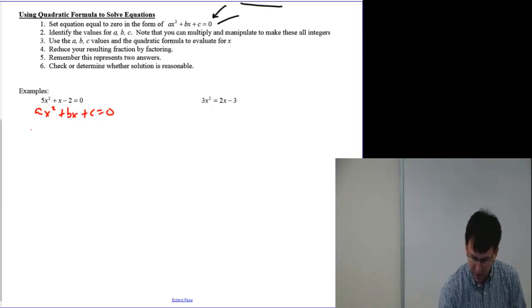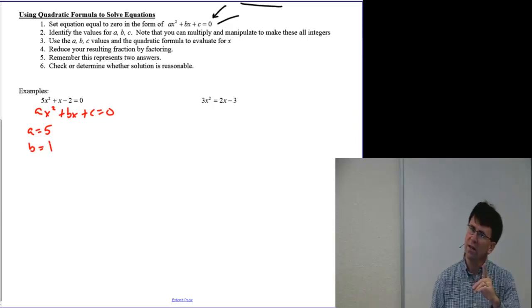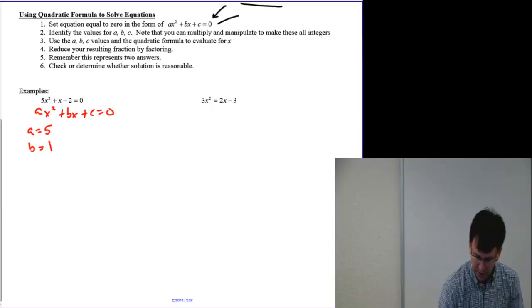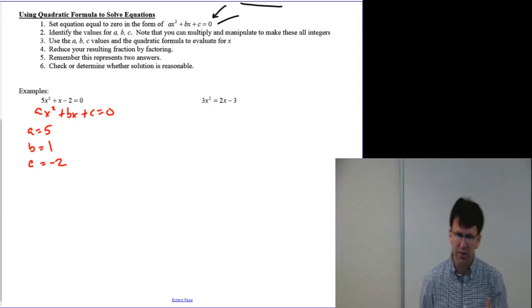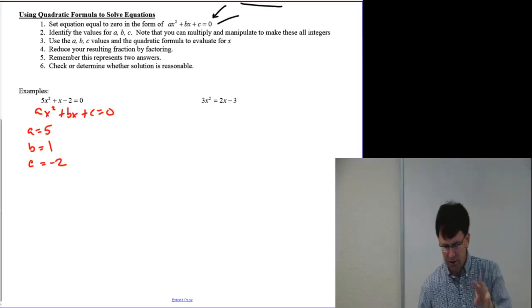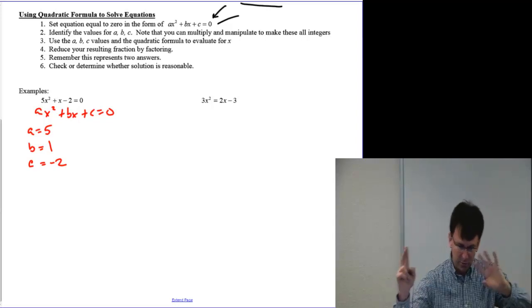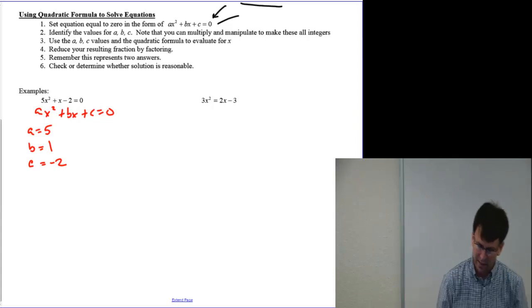In this case, a is going to take on a value of 5, b is going to take on a value of 1, don't let that one fool you there, and then c is going to take on a value of -2. Now the one you have to be careful of is when b takes on a negative value. You'll see in the formula you have a negative b and a b squared, and things happen. In my next example, that's going to happen.